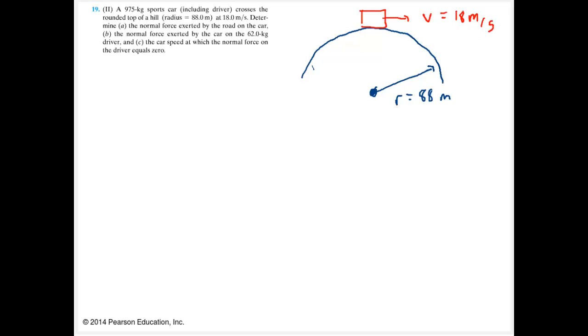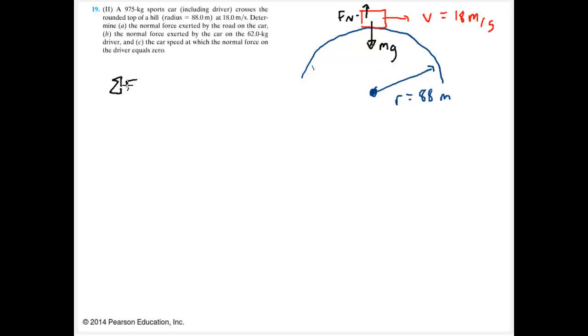Drawing the free body diagram for the car, it is going to have its weight, mass times gravity, in the downwards direction, and it's also going to have the normal force, F sub n, in the upwards direction. What we're looking for is how much that normal force is, exerted by the road on the car.